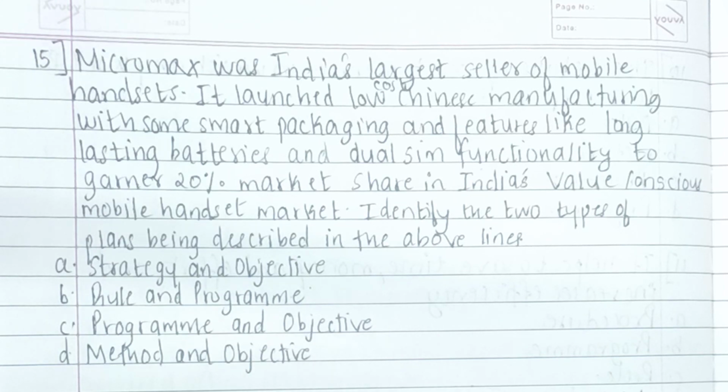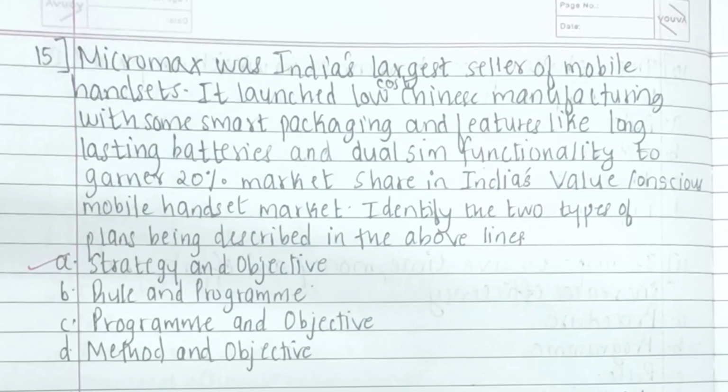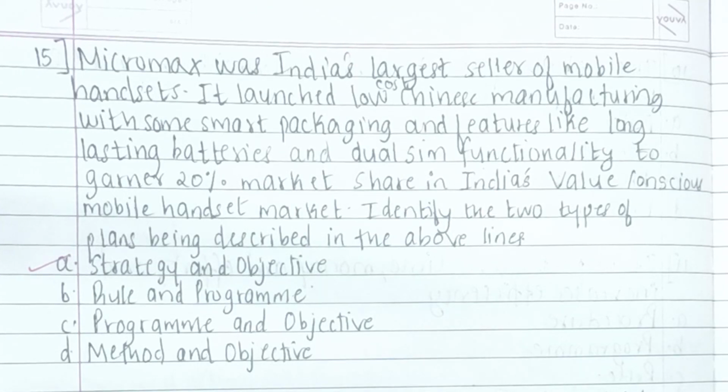Okay, now here we can see that first they have used a strategy. What was the strategy? Using smart packaging and giving features like dual SIM functionality. Secondly, they had an objective in mind. It was to get 20% market share in the mobile handset market. So here our right answer is A. Why? Because they had a strategy as well as they had an objective to get 20% market share.